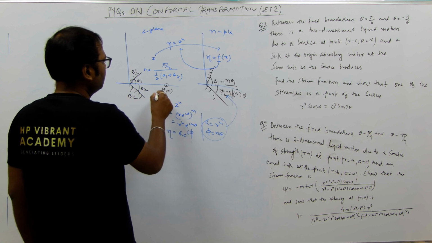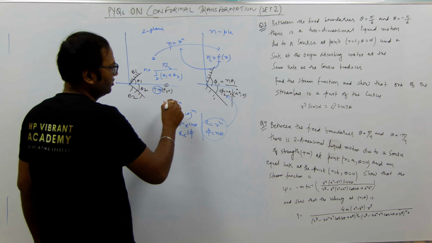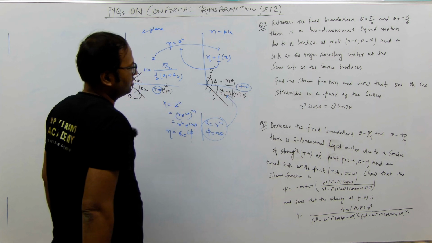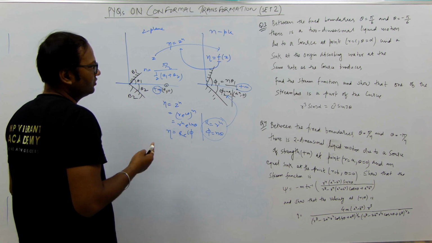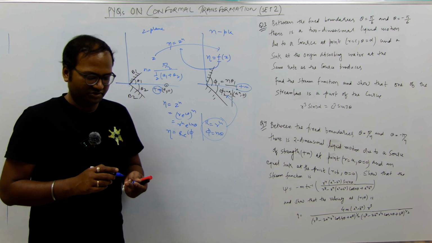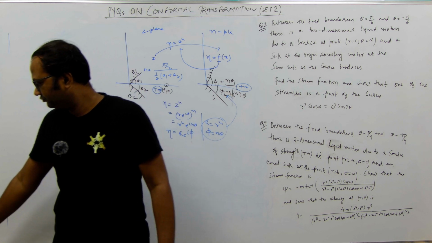Also we have seen that there is no change in the strength. Suppose there is a source of strength plus m, this will not get changed on doing the conformal transformation. Whatever transformation we are doing, the strength of the source, sink and the doublet remains the same. It is independent of the conformal transformation. Okay, so let us discuss these questions.